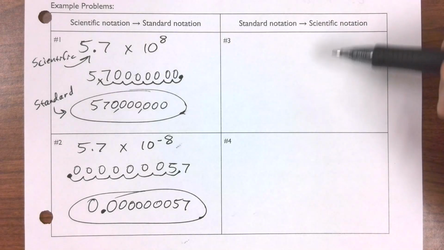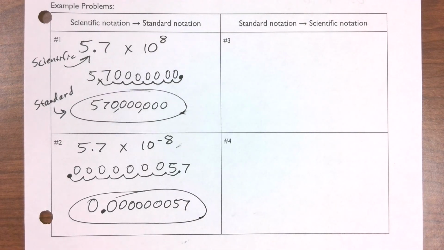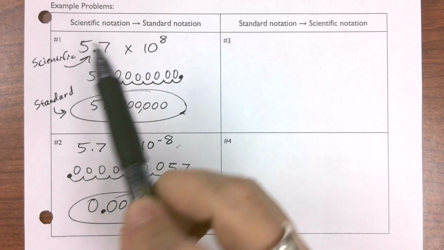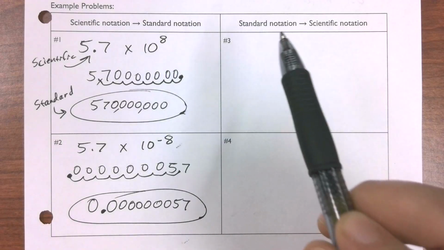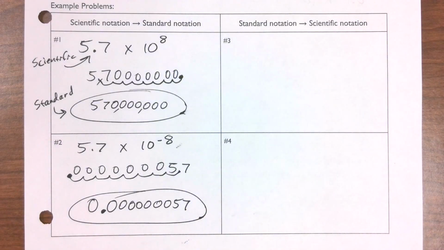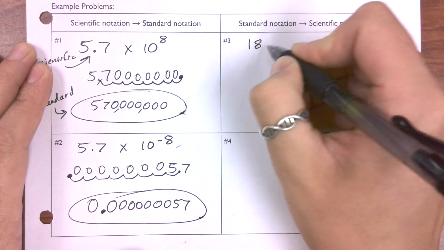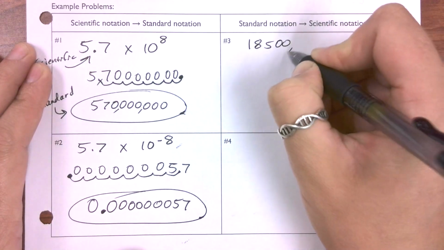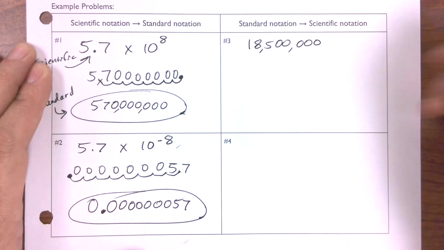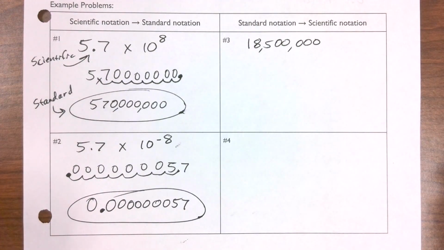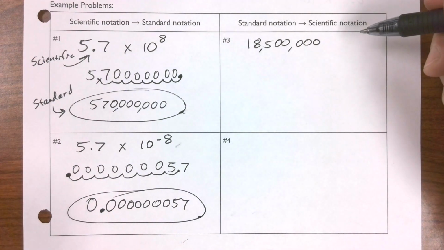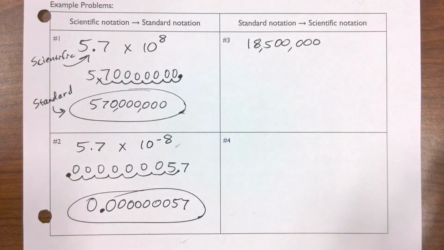All right, let's work on these last couple examples here. We already went from scientific to standard. Now we need to know how to go from standard notation to scientific notation. So our first example is going to be 18,500,000. That's our standard notation. Let's take that into scientific notation.